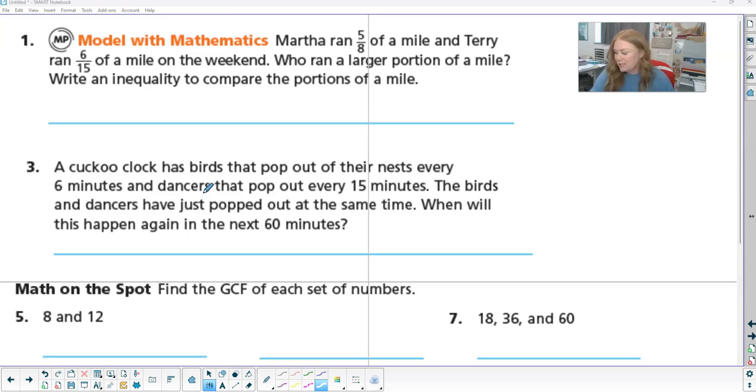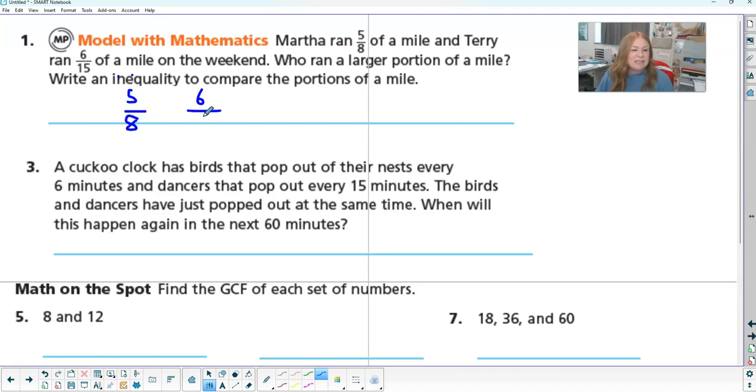For 2.3 practice and homework, I'm going to go over the odd problems with you. Number 1 says that Martha ran 5/8 of a mile and Terry ran 6/15 of a mile on the weekend. Who ran a larger portion of the mile? Write an inequality. So that means, right, that is not equal. So our comparing symbols.